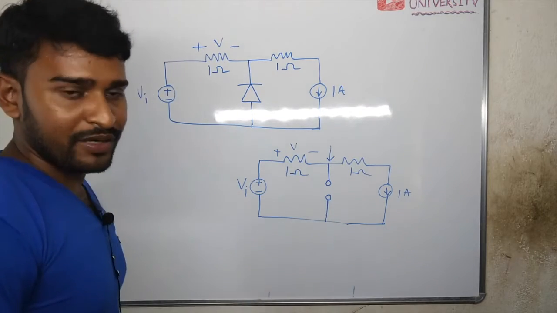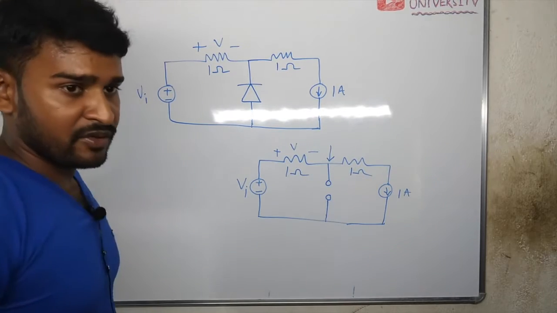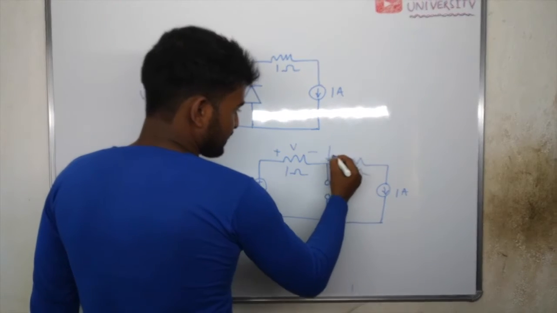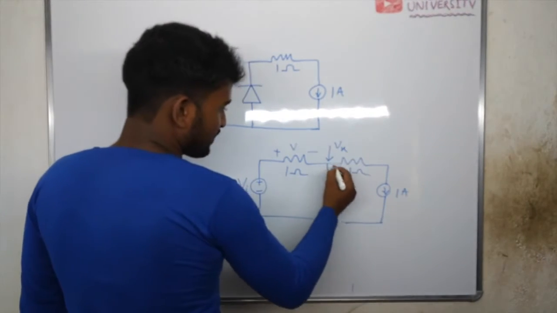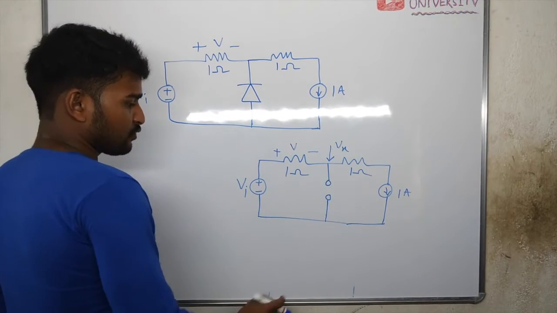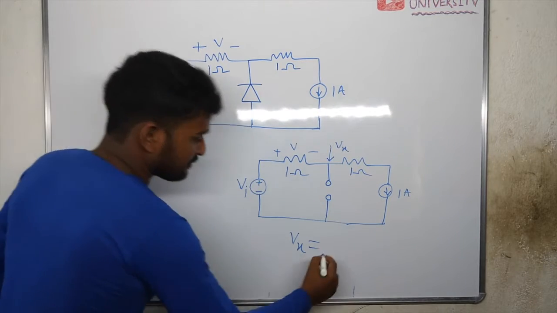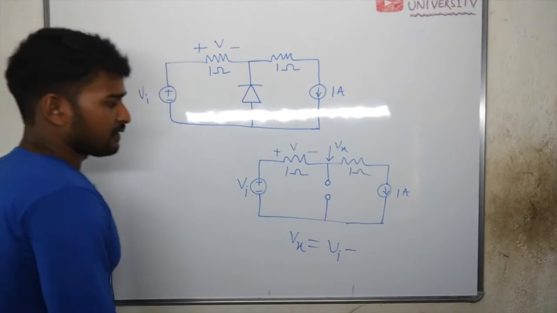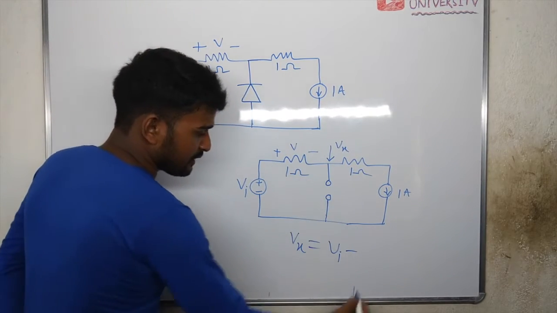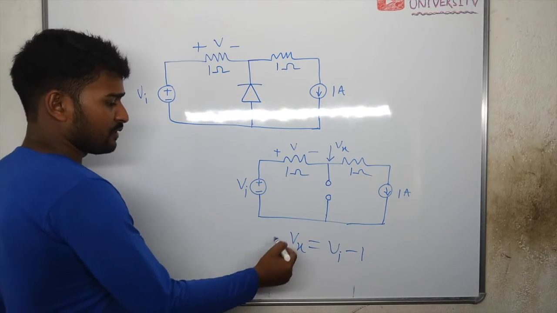To understand the condition for the diode to be forward biased and reverse biased, first find out the value of this node voltage. Let it be Vx. Then Vx will be Va minus B. Now if this 1 ampere current will flow in this path, then what is the value of B? That is 1. This is your Vx value.